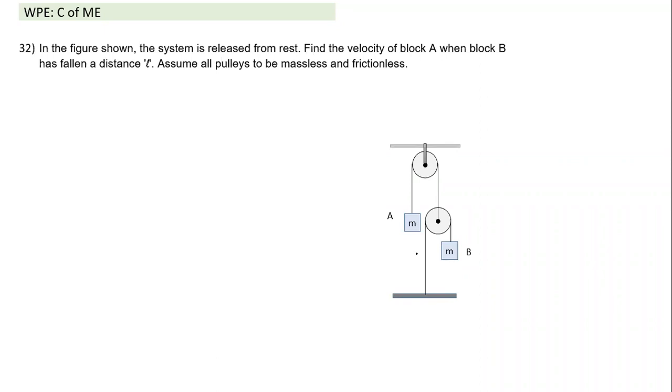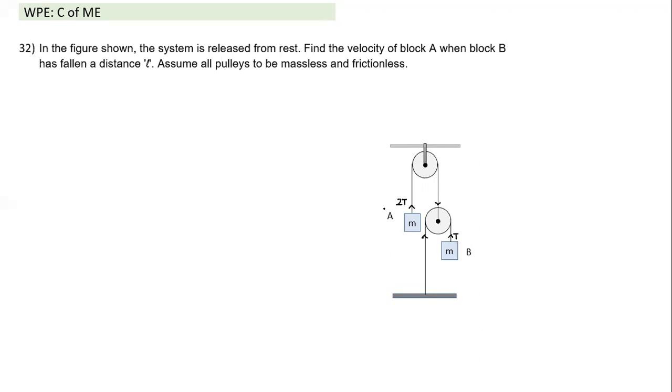Which is perhaps easy to figure out. Why is it easy to figure out? If I assume this tension to be T, this also will be T, and hence this tension will become 2T. So what we notice here, both have the same downward force mg, but the upward force on A is greater. Hence A will have a tendency to move up and B will go down. Even otherwise, if it is not given in the question, we could have figured out that B will move down and A will move up.